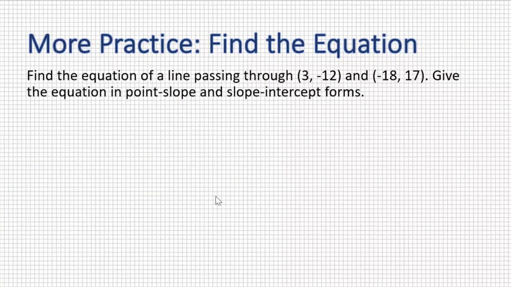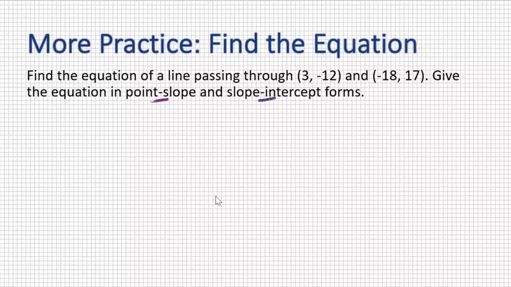Let's try another one. For this question, we're given 2 points, and we're asked to find the equation of the line that passes through them. So we have (3, -12) and (-18, 17). We're asked again to give the equation in both point-slope as well as slope-intercept form.